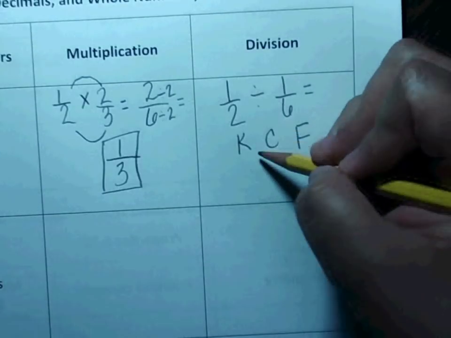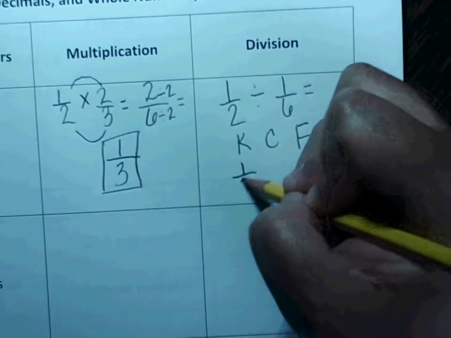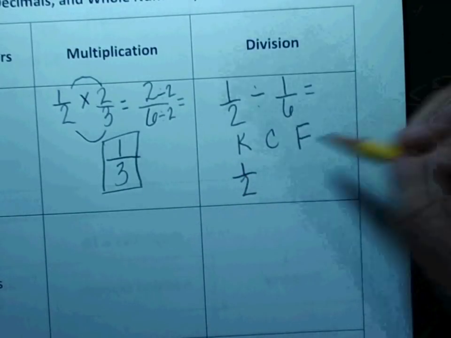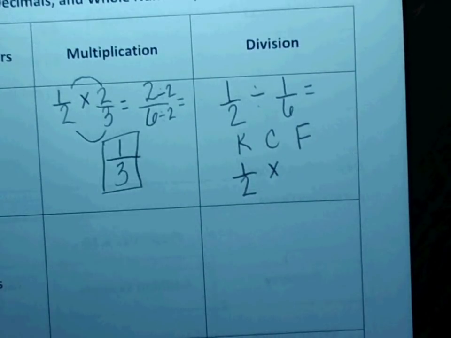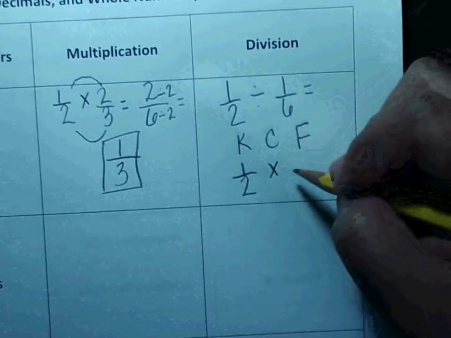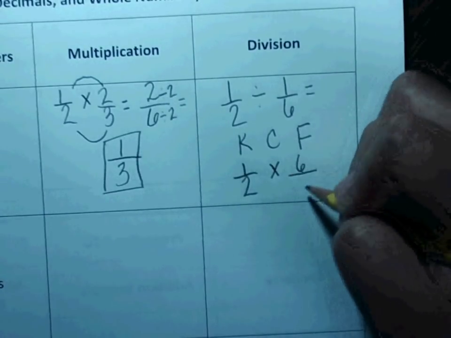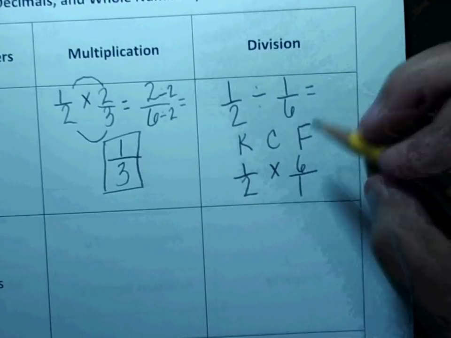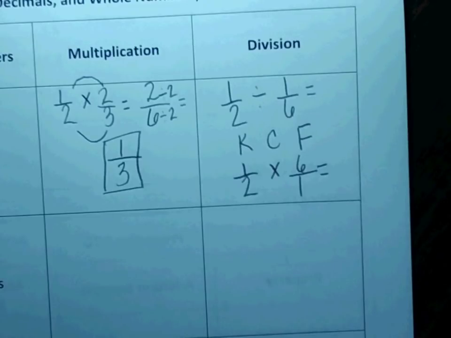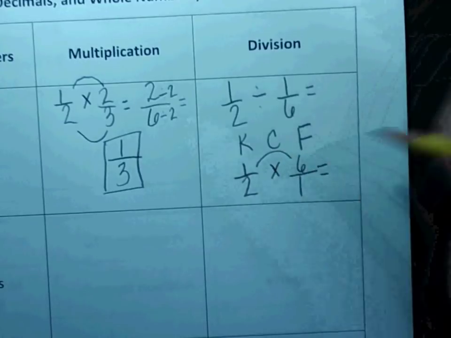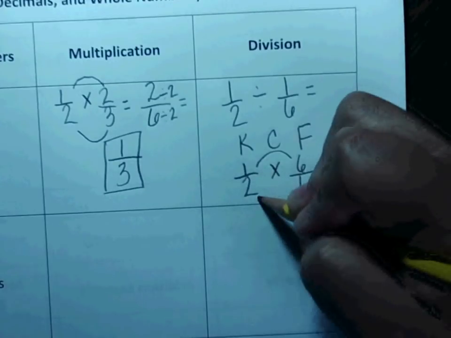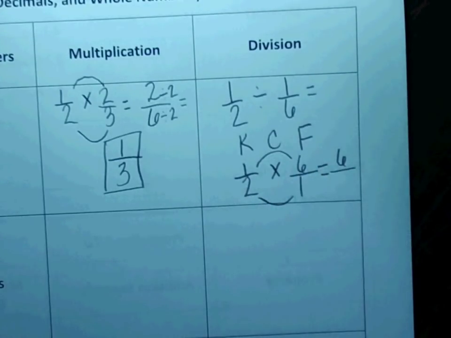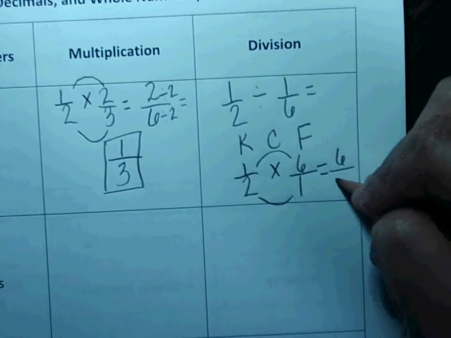Under keep, we bring down our fraction 1/2, and then we're going to change our sign from division to multiplication. And then this second fraction we have to flip. So 1/6 becomes the reciprocal 6/1. And then we go back to our multiplication rules. So once again we multiply our numerator, our top number. 6 times 1 would give us 6. And multiply our denominators, our bottom number. 2 times 1 would be 2.